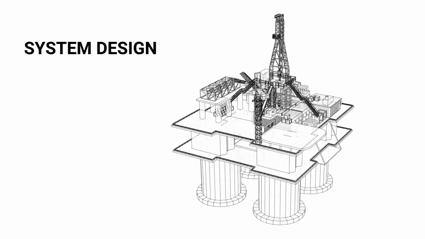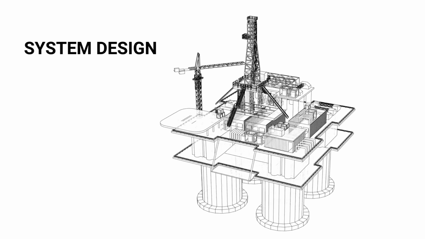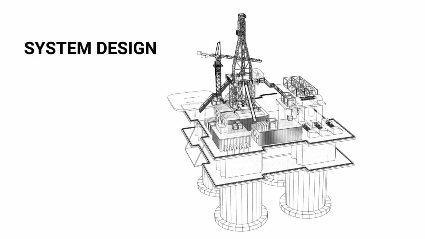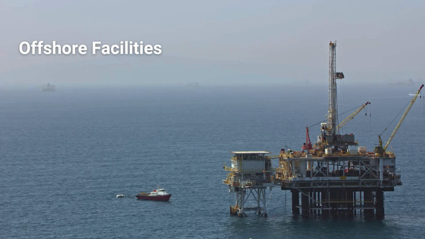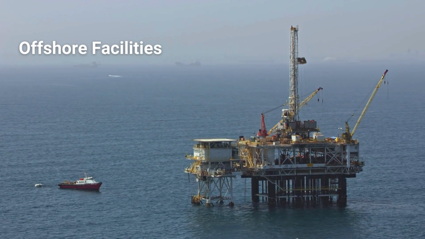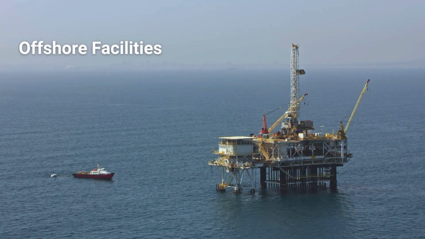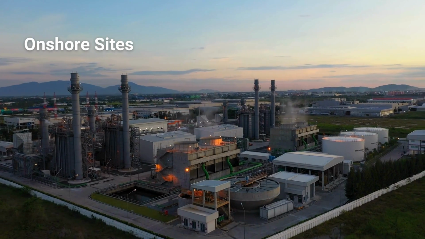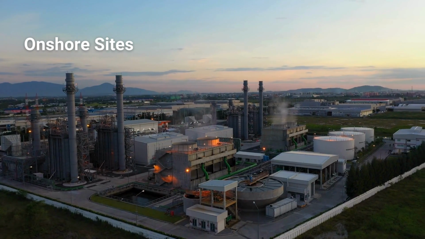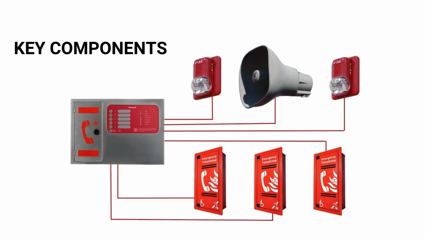The first part is system design. Designing an emergency voice communication system starts with understanding the unique environment and its specific requirements. Offshore facilities like oil platforms and FPSOs face challenges such as harsh weather conditions, high humidity, and explosive atmospheres, while onshore sites may need to cover vast industrial zones. Let's break down the key components of an EVC system in more detail.